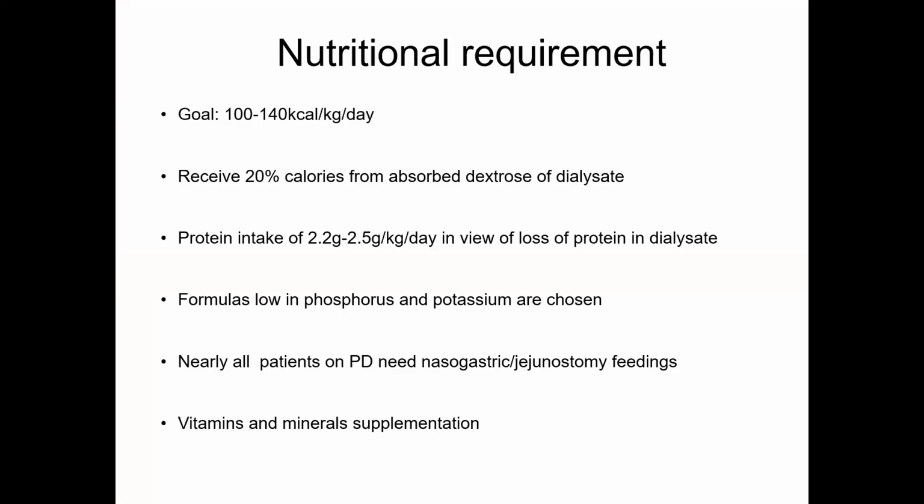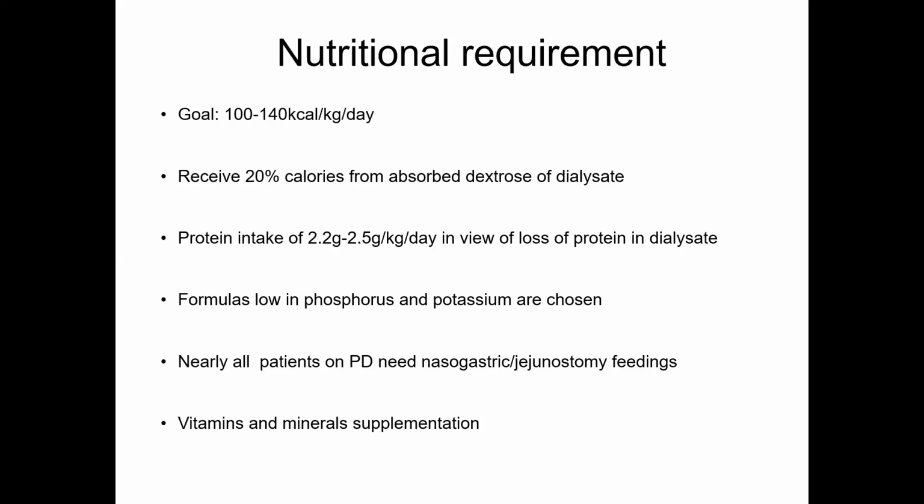Now coming to the nutritional requirement in the baby undergoing peritoneal dialysis, the goal is to provide 100 to 140 kilocalories per kg per day, and patients on peritoneal dialysis receive 20% of calories from absorbed dextrose of dialysate. Protein intake of 2.2 to 2.5 gram per kg per day is required in view of loss of protein in dialysate. Formulas low in phosphorus and potassium are chosen. Nearly all patients on peritoneal dialysis need nasogastric and or jejunostomic feedings.